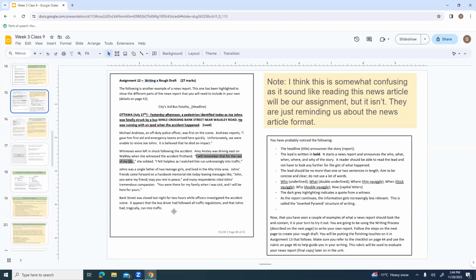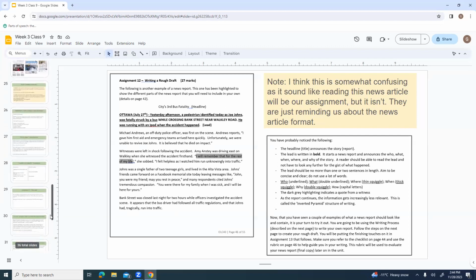"Bank Street was closed last night for 2 hours while officers investigated the accident. It appears that the bus driver had followed all traffic regulations and that Johns had tragically run into traffic." And then it just stops. It doesn't give you any kind of wrap up or summary or relist all the points. It just stops. It's very abrupt. So keep that in mind when you're writing, okay?